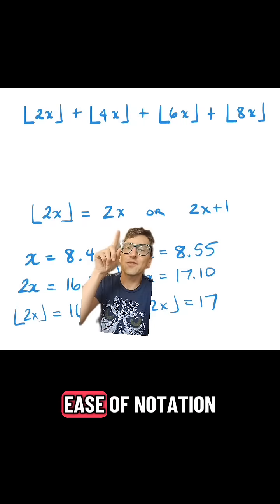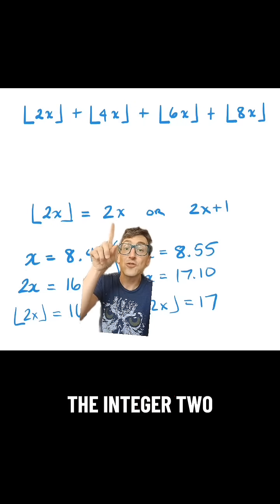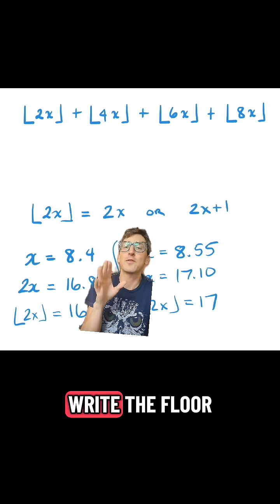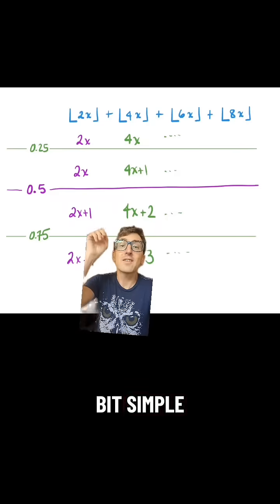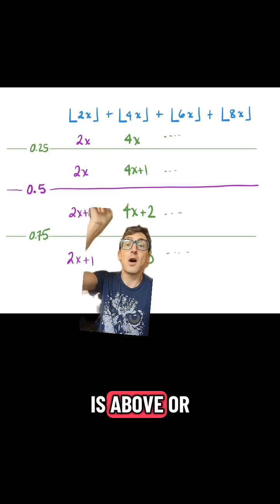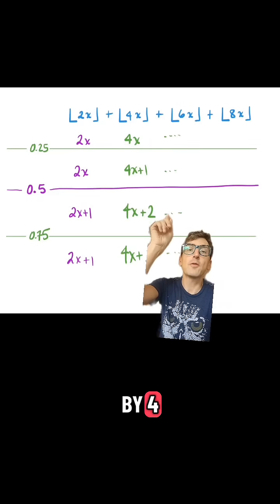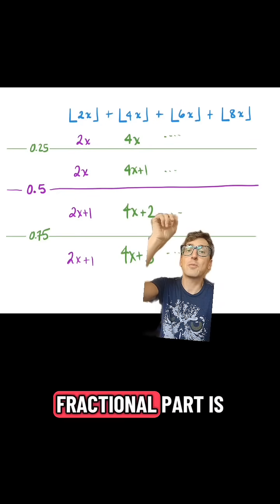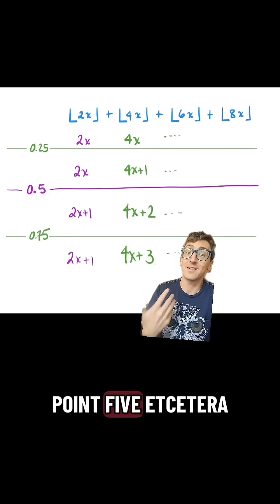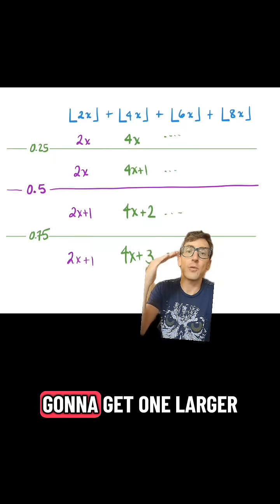Now, just for ease of notation, when I talk about, say, the floor of 2x, it's either going to be the integer 2 times the floor of x or 2 times the floor of x plus 1. I'm not going to write the floor just to make things a little bit simpler. Because all that really matters for the 2x is whether the fractional part is above or below 0.5. And similarly, if you're going to multiply by 4 before rounding, you need to care whether the fractional part is above 0.25 or between 0.25 and 0.5, etc. And each time you cross one of these tiers, at the end, your answer is going to get 1 larger.